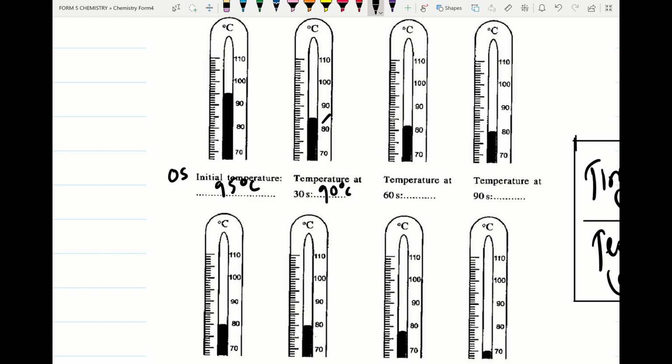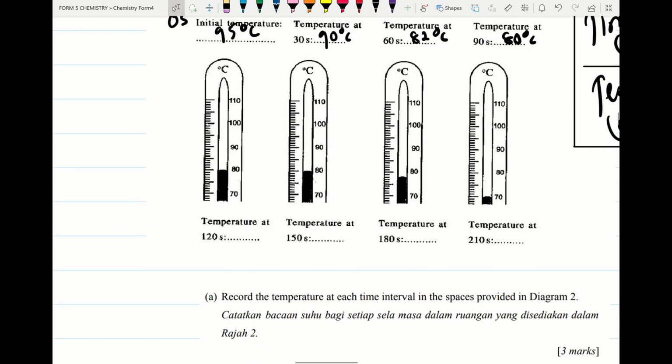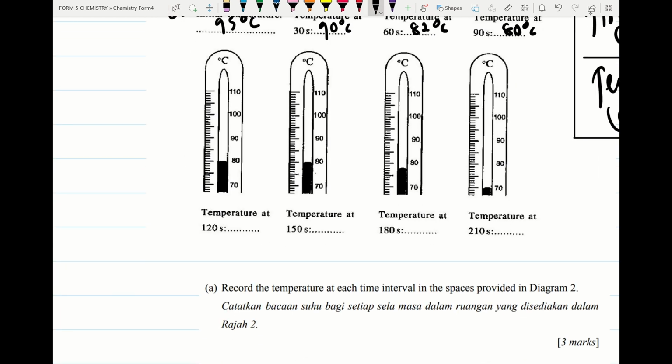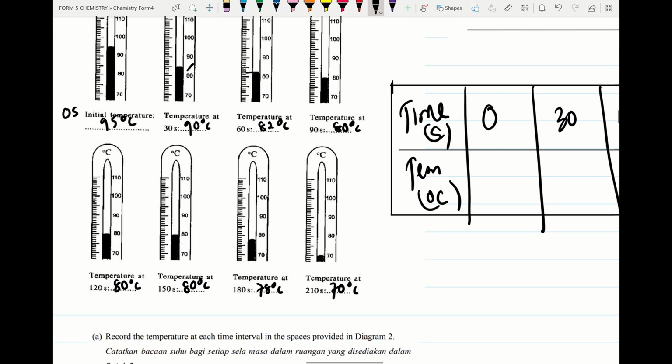So we put unit together with the unit, and at 60 seconds that will be 82 degrees Celsius, and 90 will be 80 degrees Celsius. All right, 120 will be 80 degrees Celsius. All right, 150 also 80 degrees Celsius, and 180 will be 78 degrees Celsius, and 210 will be 70 degrees Celsius. So we already got the data.